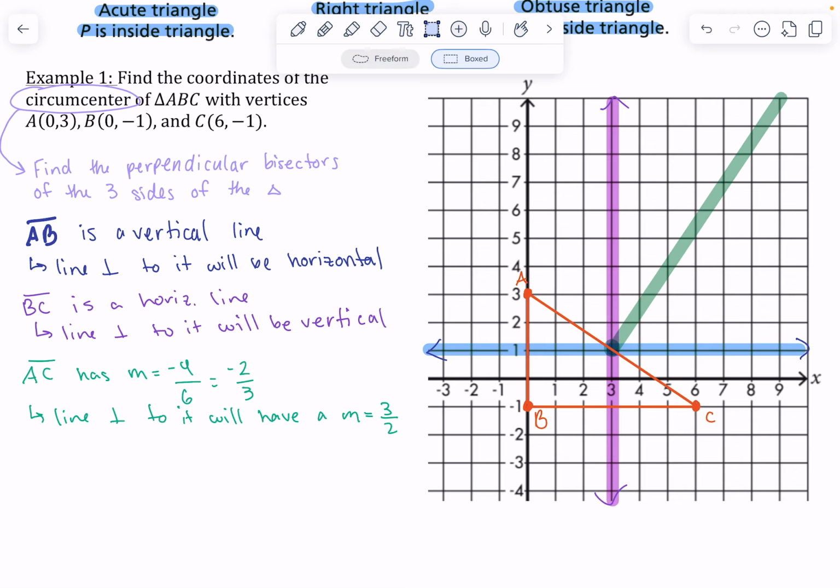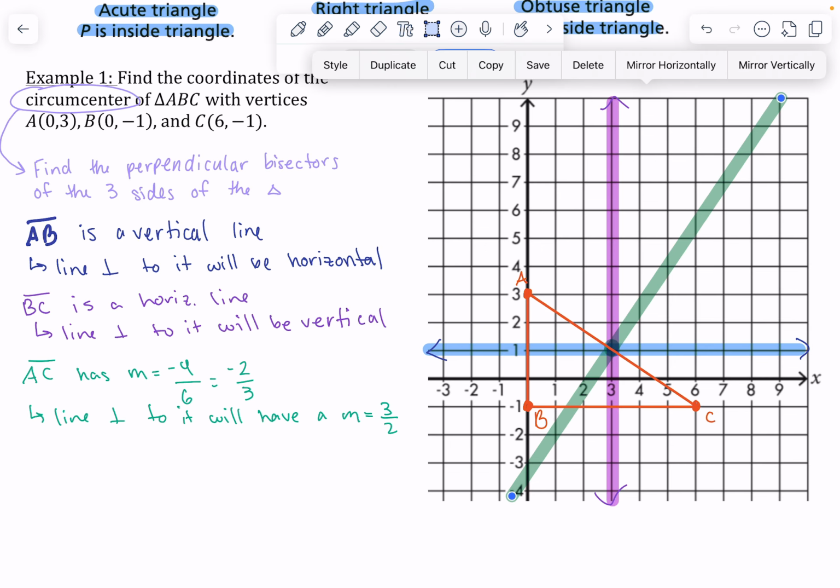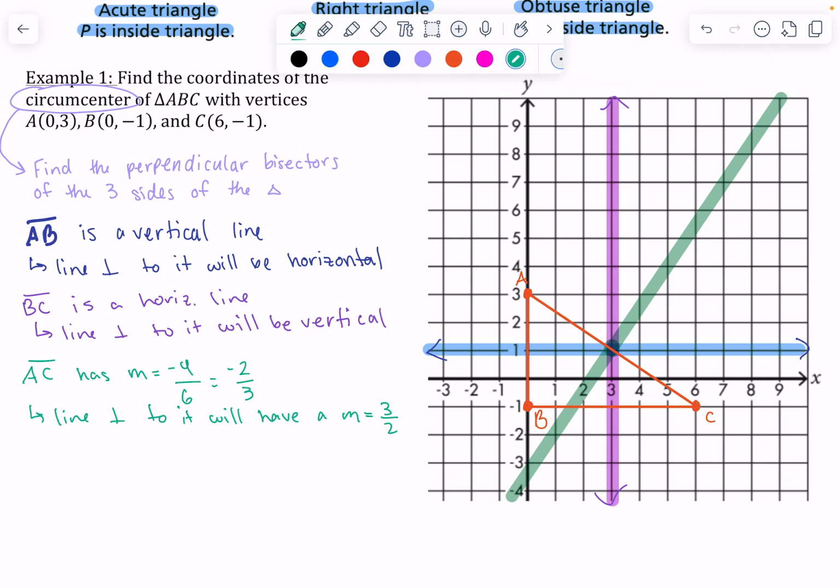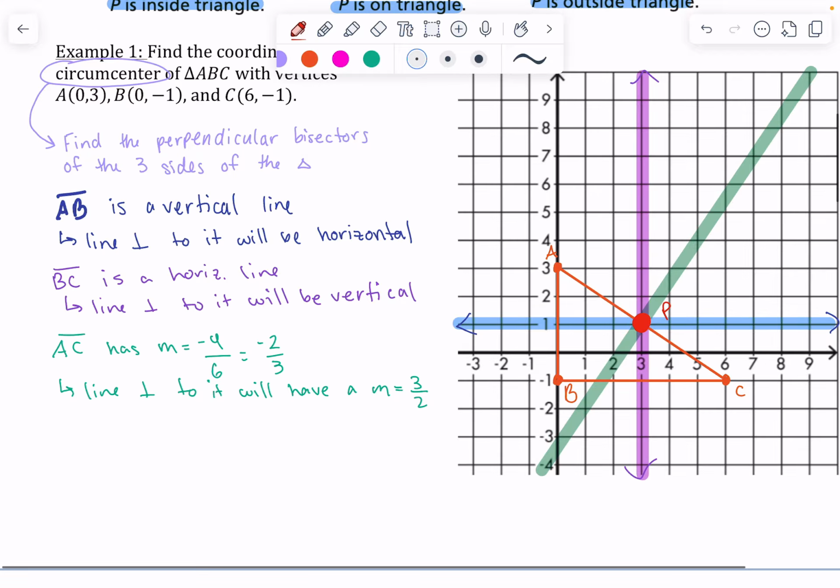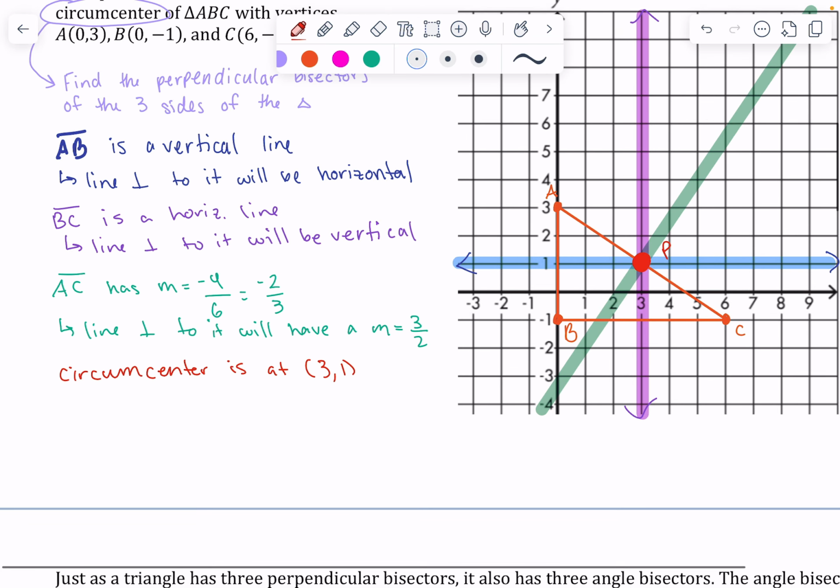So there. And there. So this point right here is the circumcenter, is point P. Okay, so the circumcenter is at 3, 1. Okay? All right, moving on to the next one.